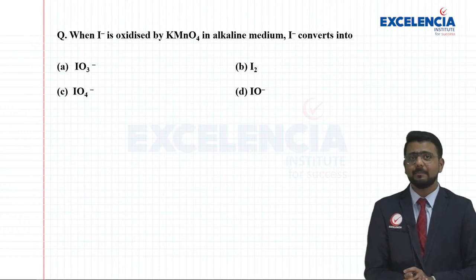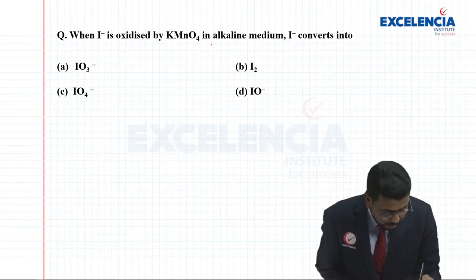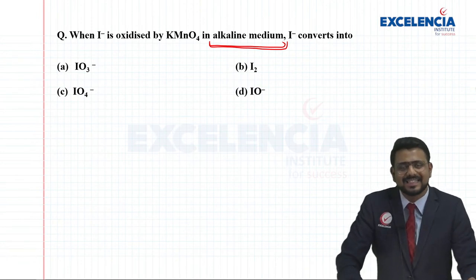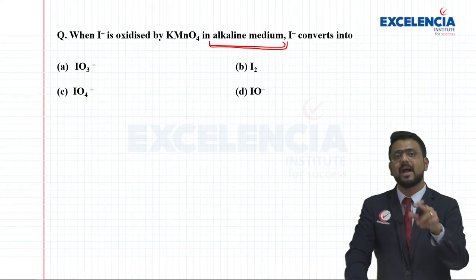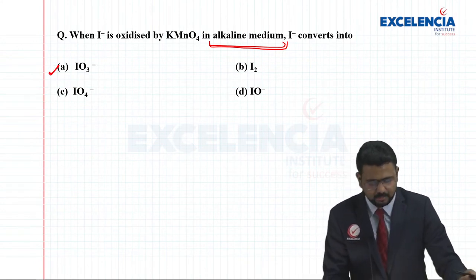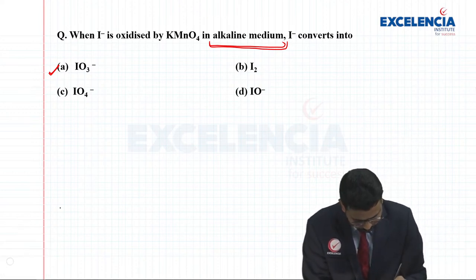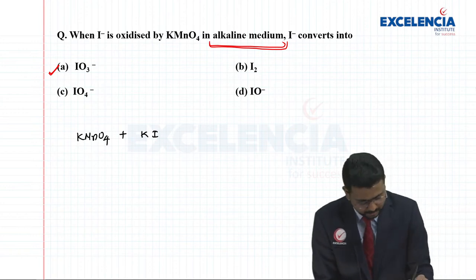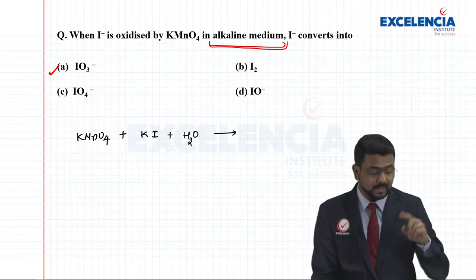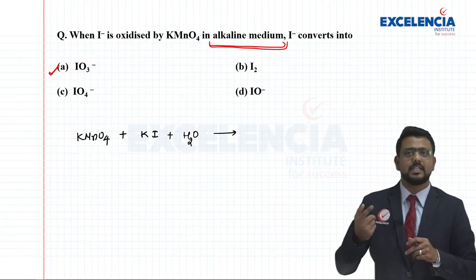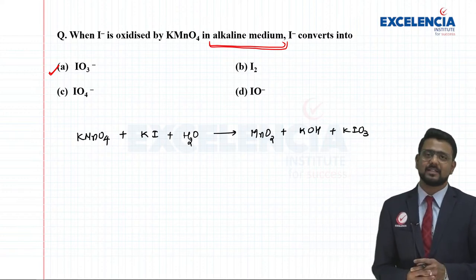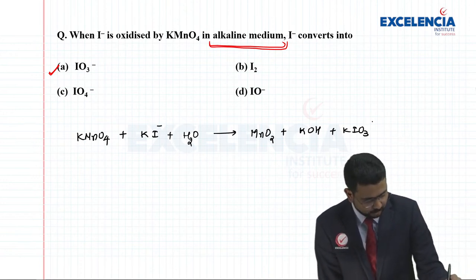Next question here. When I minus is oxidized by KMnO4 in alkaline medium, very important, in alkaline medium, then I minus converts into, now here it is actually a fact-based question. Now here you need to remember that I minus is going to get oxidized to IO3 minus. Okay, so if I want to write the reaction here, it is going to be KMnO4 reacts with KI, considering that I minus is coming from KI, okay, in aqueous medium. So here, because we are considering that alkaline medium is there, basic medium is there, KMnO4 obviously is going to get converted into MnO2, and along with that you are going to get KOH and of course KIO3. Of course it is not a balanced reaction, but if you notice here, I minus is getting converted into what, IO3 minus.